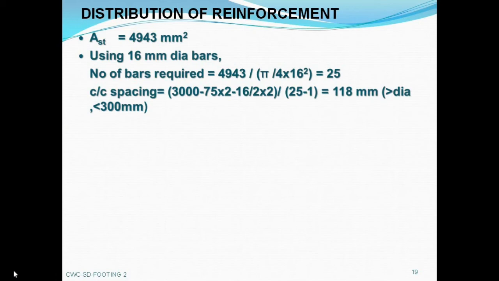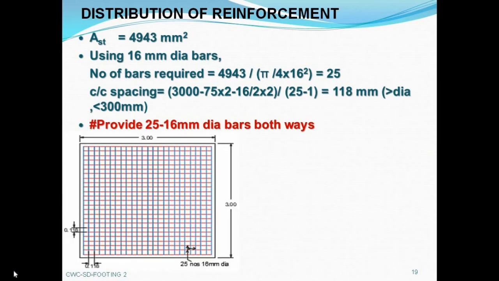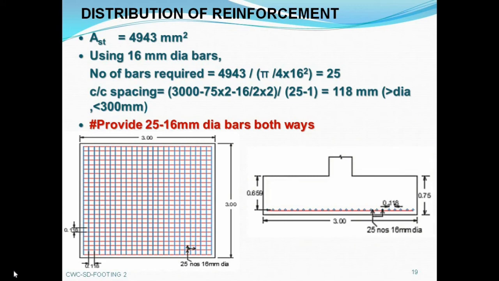So we got 118 millimeter, and it is greater than the minimum limit of bar diameter and less than the maximum limit of 300 mm. So we can provide 25 numbers of 16 mm dia bars both ways. The figure shows the distribution of footing reinforcement, generally called as footing mat, in the plan as well as in the section. Here, red lines indicate the reinforcement along one side and blue lines or dots along the other side.